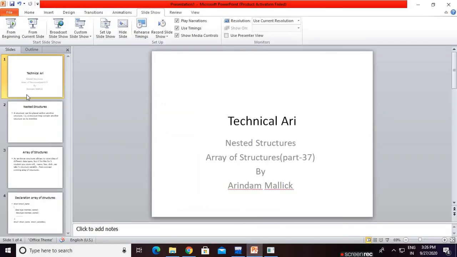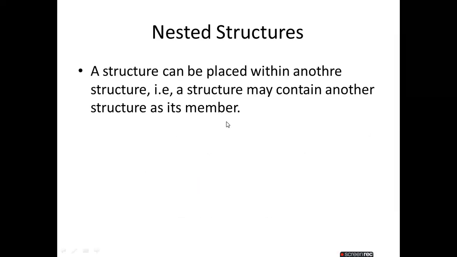Okay, go to our slide. Nested structures. What do we mean by nested structures? A structure can be placed within another structure, that is called a nested structure. A structure within a structure. Simple way: as I told you, a nested for loop means a for loop inside another for loop. Same way, a structure inside another structure is a nested structure.